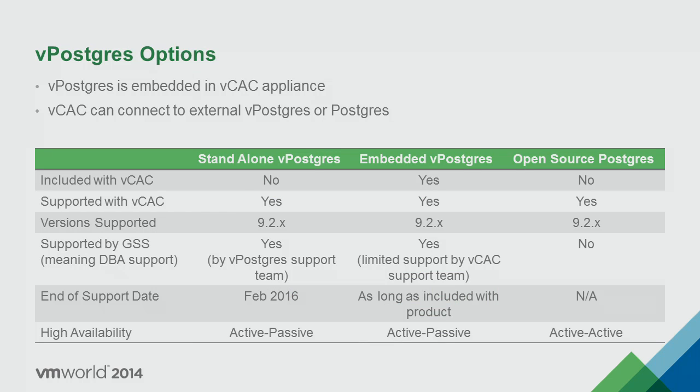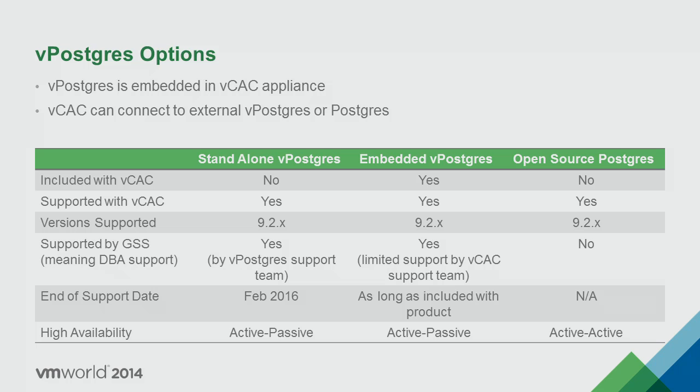And Jason's going to talk about your vPostgres options here. So again, if we go back to the architecture, the vPostgres database is part of the vCAC appliance that stores our approval policies, entitlements, catalog item definitions, service definitions. We have 3 different options that you can go with.